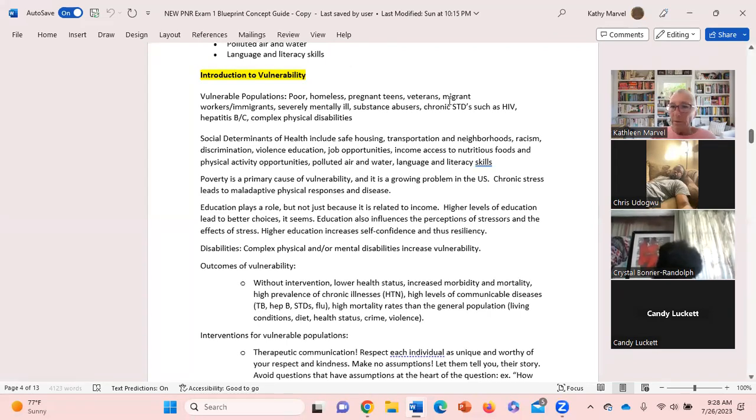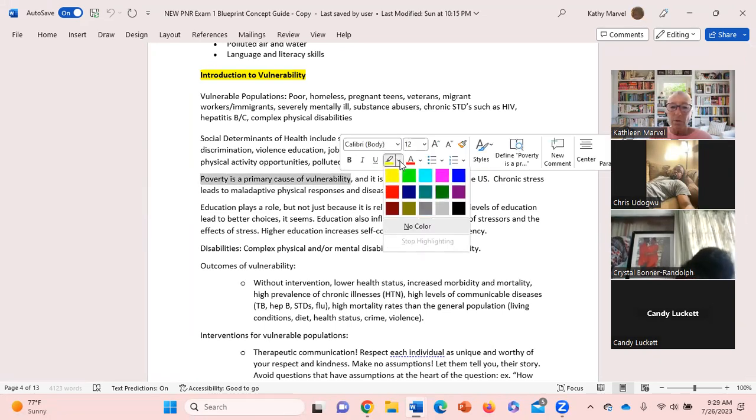Okay, veterans are vulnerable, migrant workers, immigrants, we talked about that, severely mentally ill, substance abuse, chronic STDs, HIV, hepatitis B, C, complex physical disabilities. So you look around your own community, you know who the vulnerable populations are. Okay? Poverty, important. This is important for you to know.